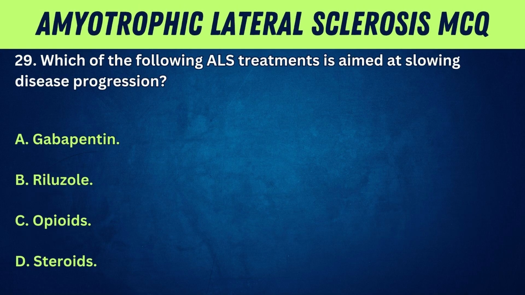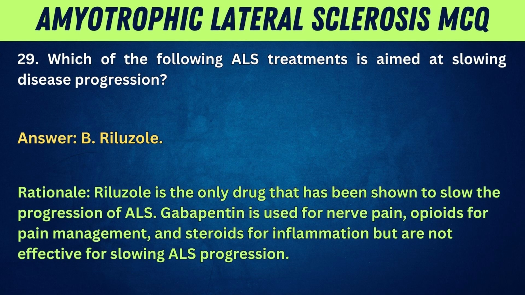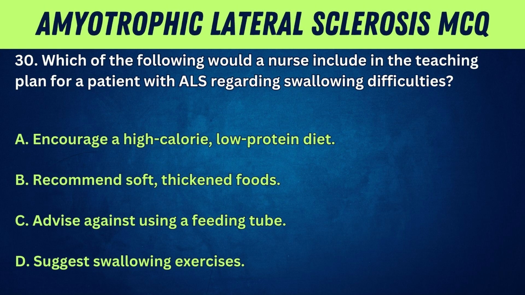29. Which of the following ALS treatments is aimed at slowing disease progression? A. Gabapentin. B. Riluzole. C. Opioids. D. Steroids. Answer: B. Riluzole. Rationale: riluzole is the only drug that has been shown to slow the progression of ALS. Gabapentin is used for nerve pain, opioids for pain management, and steroids for inflammation but are not effective for slowing ALS progression.